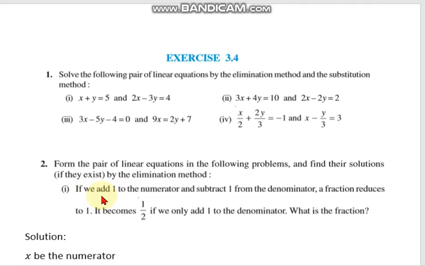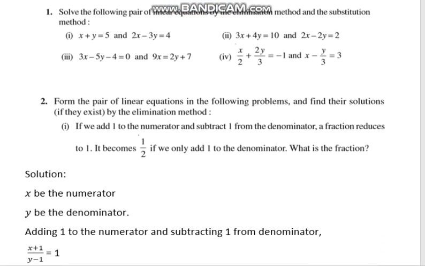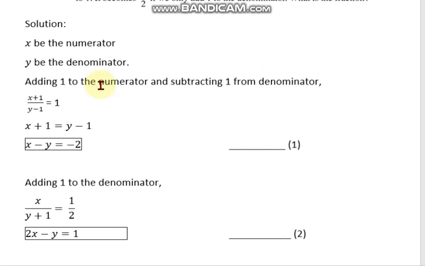The first one is: if we add 1 to the numerator and subtract 1 from the denominator, a fraction reduces to 1. It becomes 1 upon 2 if we only add 1 to the denominator. What is the fraction? Now we know that a fraction consists of mainly two parts, numerator as well as denominator. So let us consider the numerator as x and the denominator as y.